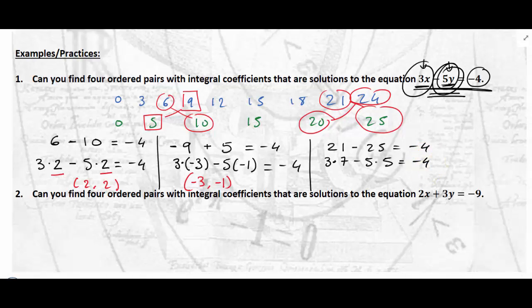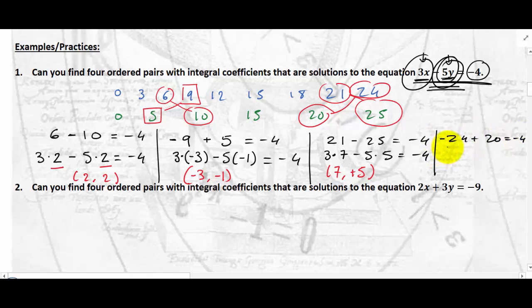So my point is 7, negative 5. Oh, sorry, 7 plus 5, right? Okay, let's find the last point. I'm going to use 24 and 20. So 24 and 20, so I need a negative 24 plus 20, and that's minus 4.